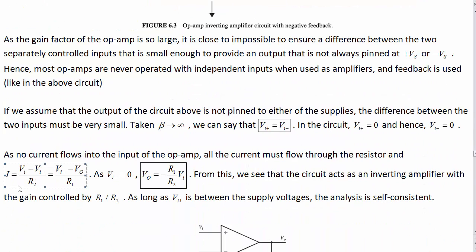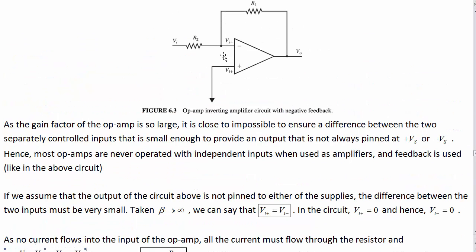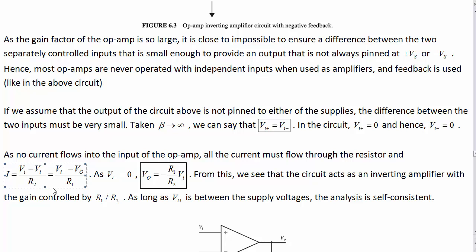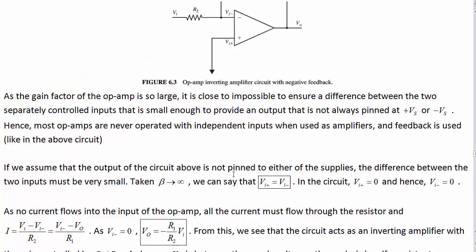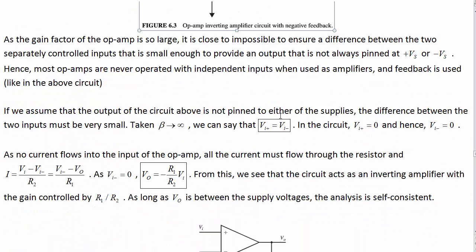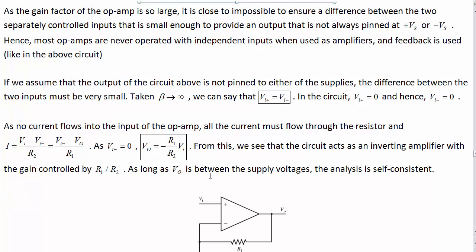Setting up those equations, we've got the current is VI minus the voltage at the negative input, and that's also equal to the voltage at the negative input minus V out. Since the voltage at the negative input is actually 0, you can solve this and find that V out is negative R1 over R2 times VI. So this circuit is an inverting amplifier. It inverts the input and has a gain of R1 over R2.